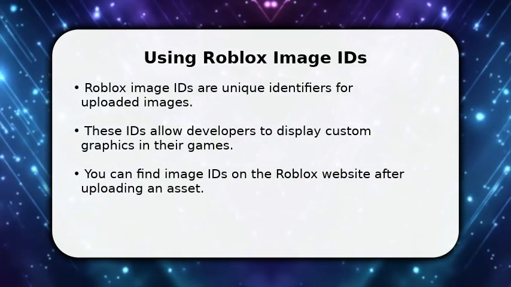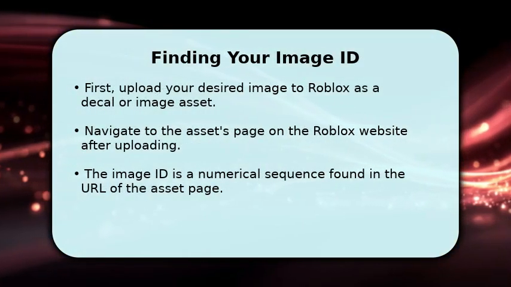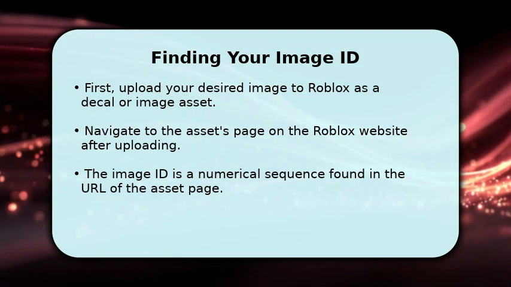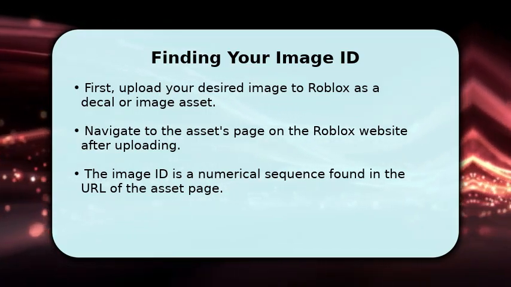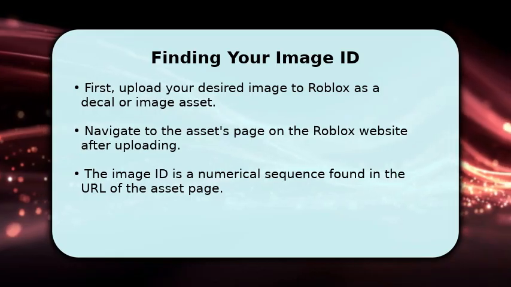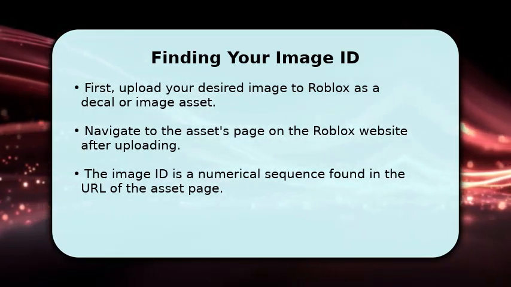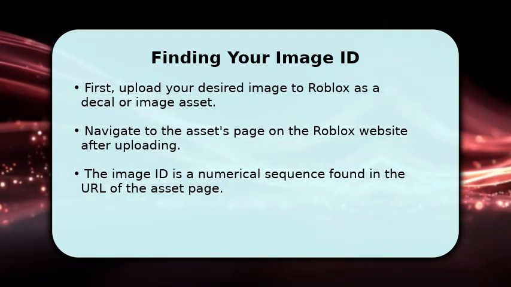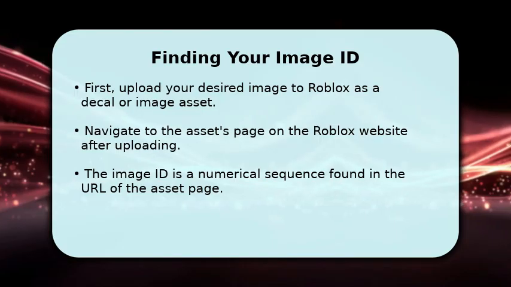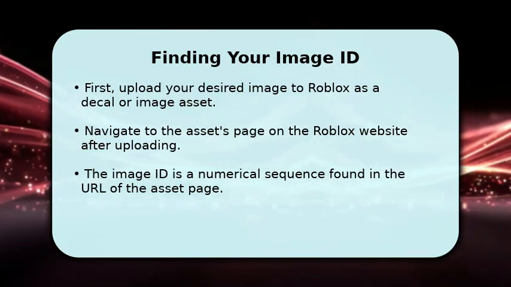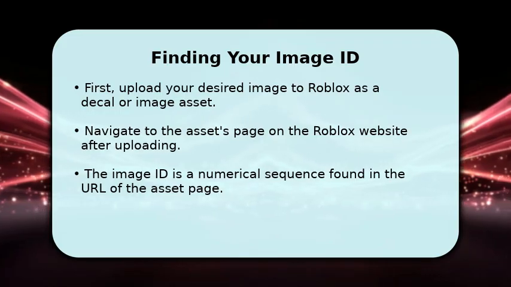creative. Let's dive in. To get started, you'll first need to upload your image to the Roblox platform. Once uploaded, whether as a decal or a general image asset, head over to its dedicated page on the Roblox website. Look closely at the web address in your browser's bar. You'll see a series of numbers there. That's your unique image ID. Simply copy this numerical sequence, and you're ready to bring your custom graphic into Roblox Studio.